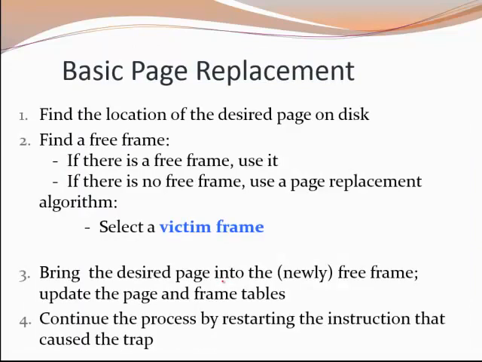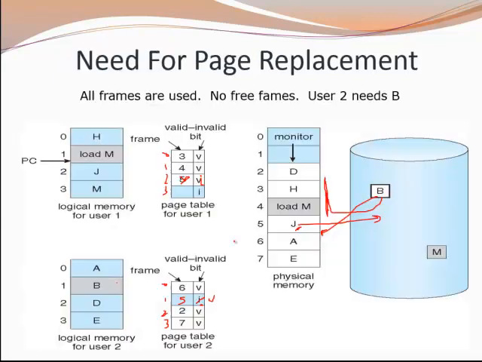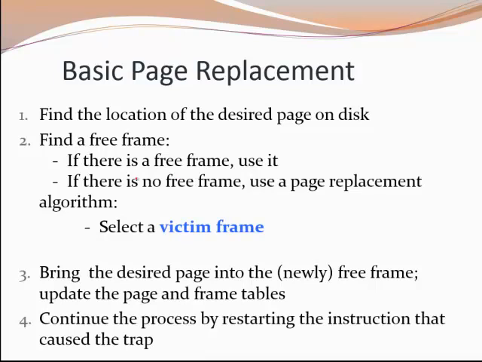This is the basic page replacement strategy, which we also discussed in the earlier diagram. First, find the location of the desired page on the disk. First of all, we look into secondary storage to find the desired page. After that, in the second step, we find a free frame in physical memory. If a free frame is available, we use it. If a free frame is not available, we search for a victim page with the help of some page replacement algorithm, bring the desired page into the new frame and update its page table. Continue the process by restarting the instruction.